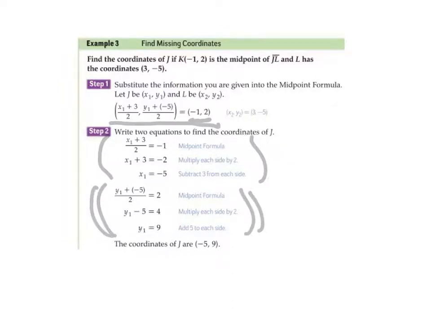If you take the left one, you've got x1 plus 3 divided by 2 is -1. You need to get rid of the divide by 2, so you multiply each side by 2 and you subtract the 3, and you finish up with -5. Do the same with the y coordinate, y1 plus -5 over 2. Multiply your answer by 2, so y1 minus 5 equals 4. Add 5 to both sides, so y1 equals 9, and you finish up with your end coordinate. If you want, you can check, now that you've got your two end coordinates. You could just do the basic midpoint formula, put it in to make sure you get the midpoint they've given you. So you can check your work one way or the other.